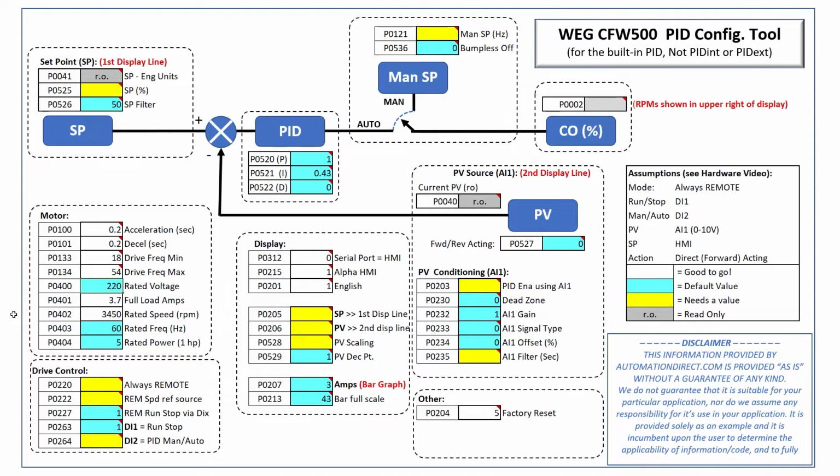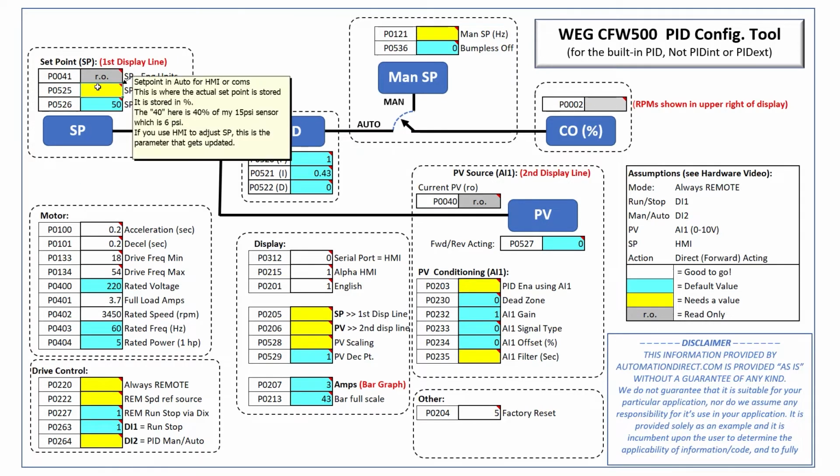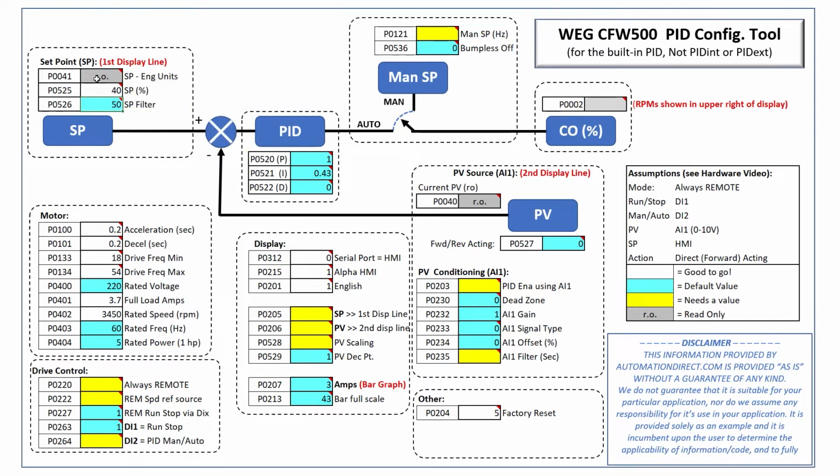Now when you press the up-down arrow keys on the keypad, the result gets converted to engineering units and stored here. It's gray to remind us it's read-only. This is the value we want to show on the display. The raw set point in percent is stored in parameter 525. We want 6 psi, which is 40% of our sensor's 15 psi range, so we put a 40 here. The filter is for when you have an analog input for your set point. We're entering the set point from the HMI keypad, so filtering doesn't matter. We'll leave that at the blue default value.